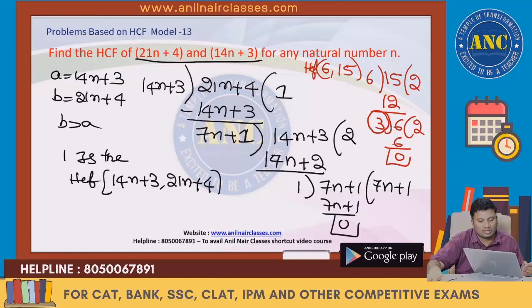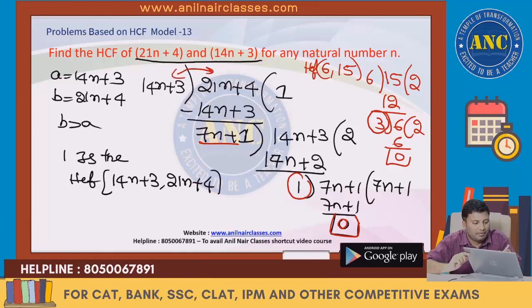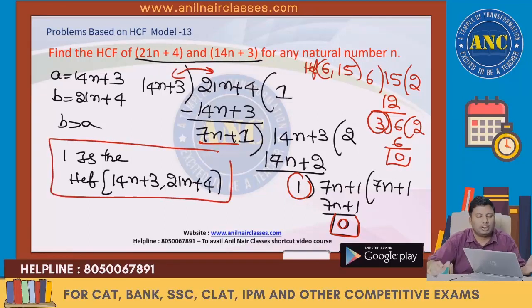14n plus 3, 1 times is 14n plus 3. Remaining is 7n plus 1. 7n plus 1, 2 times is 14n plus 2. Remainder is 1. 7n plus 1 times 1 is 7n plus 1. Remainder is 0. If it is 0, 1 is nothing but the HCF of both numbers. 1 is the HCF of 14n plus 3, comma 21n plus 4.